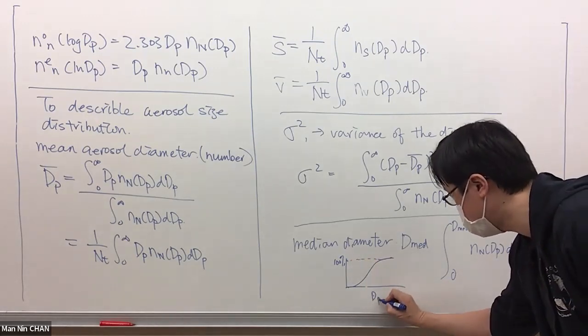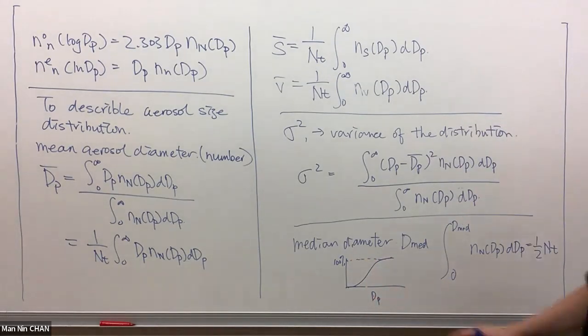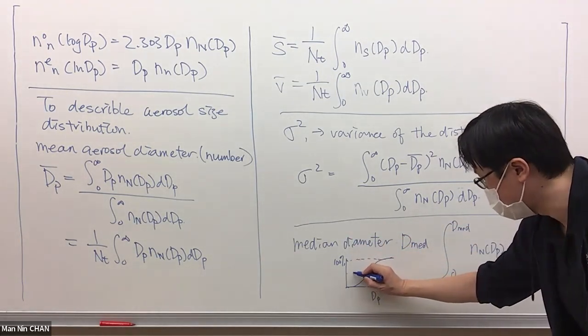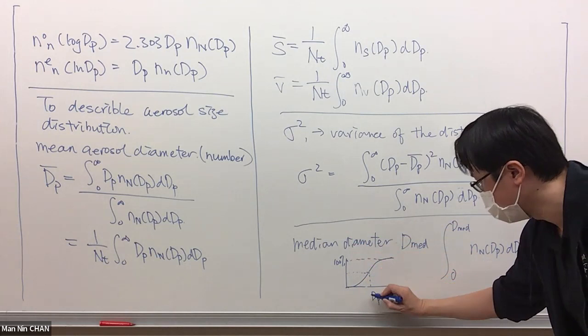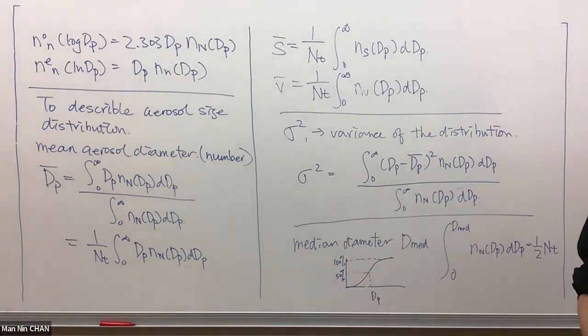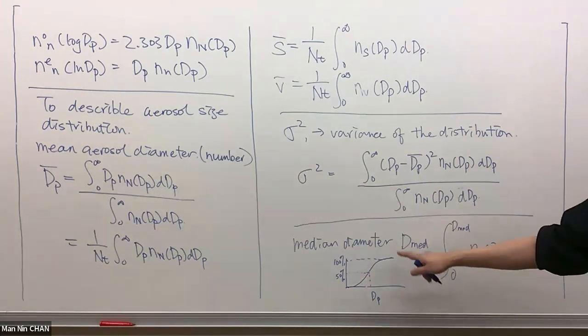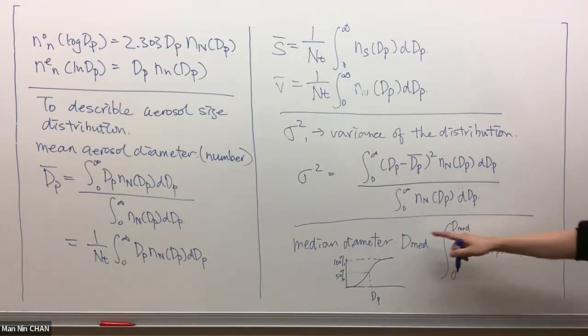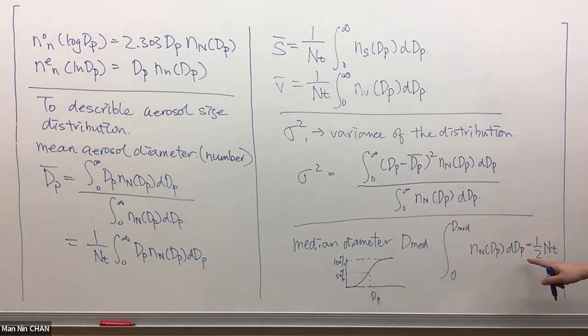This is the median diameter. That means you are talking about 50% if you look at your cumulative graph here. Therefore, when you take the integration from 0 to your median diameter, that would be equal to 1/2 of your total aerosol number.